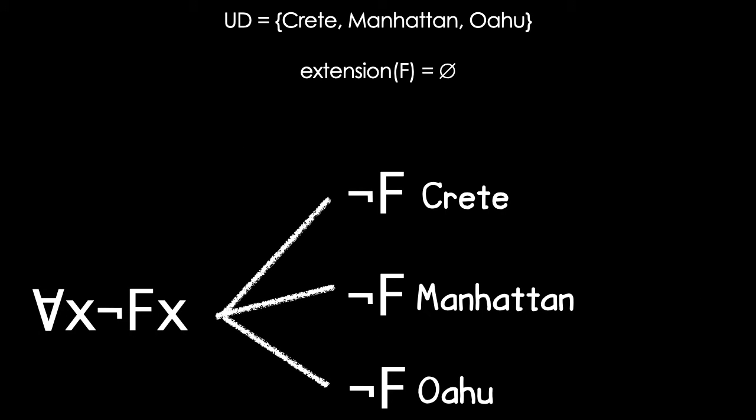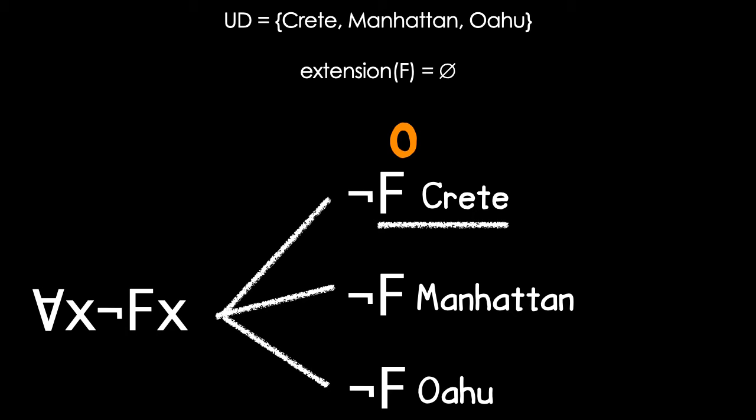With this model, there are three objects in the Universe of Discourse. So for all x covers three possible cases. For all x, not Fx means not F Crete, not F Manhattan, not F Oahu. And if we look at F Crete, Crete is not in the extension of F. So F Crete gets a value of 0.